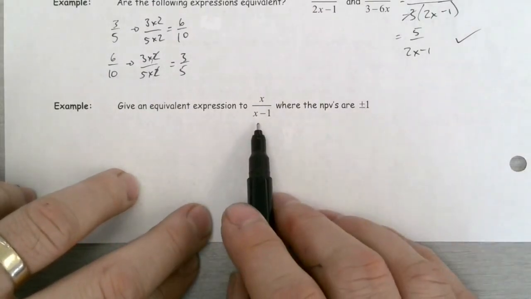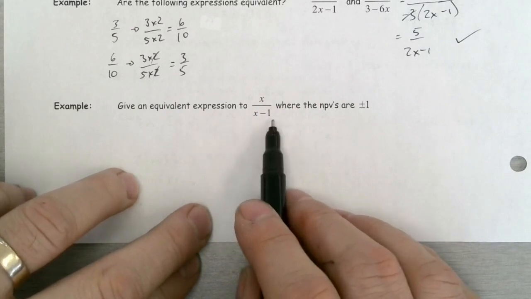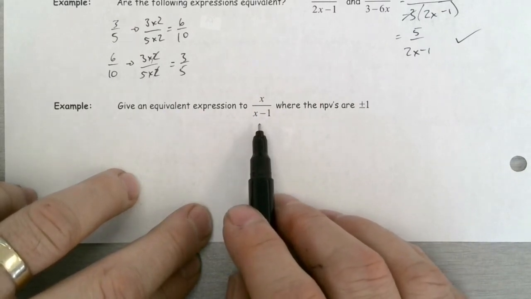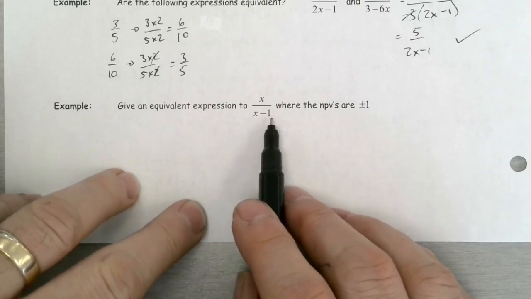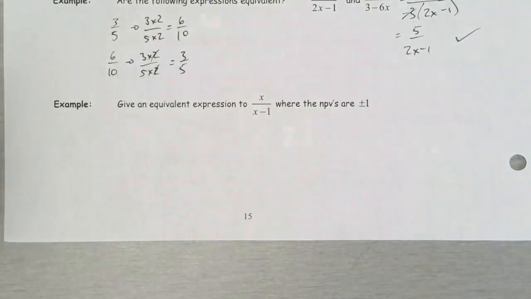Now, when I take a look at this one right here, I'm going to get a non-permissible value of positive 1. Okay? If I plug positive 1 in for x here, 1 minus 1 is 0. I can't divide by 0. That's undefined. So that one is there. What I need to do is introduce the other one. I need to introduce the non-permissible value of -1.